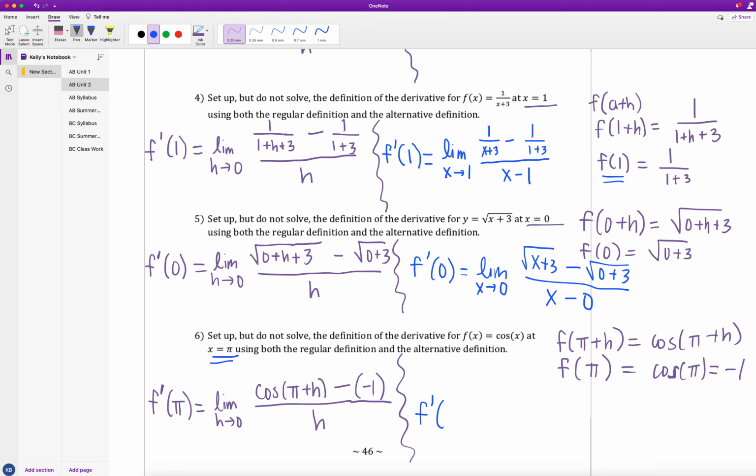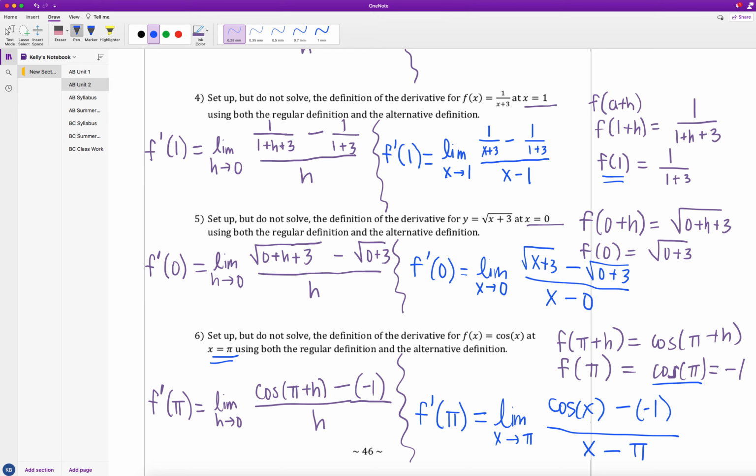The alternative one will be f prime of pi, which is equal to the limit as x approaches pi, since pi again is our a value, of f of x. So that's cosine of x minus f of pi, which would be cosine of pi, which is equal to -1. So I'm substituting in the -1 all over x minus pi. Again, all 4 of these can be simplified down more by combining some like terms, but I want us to just get some practice with the setup.